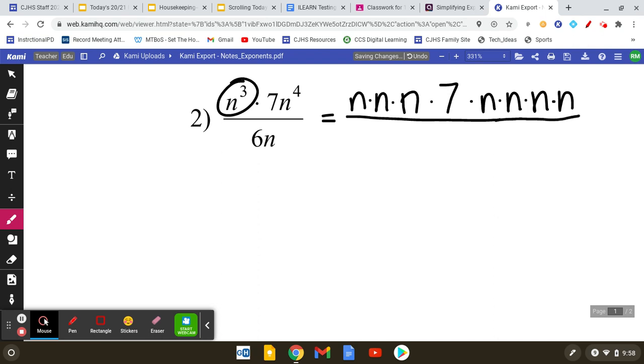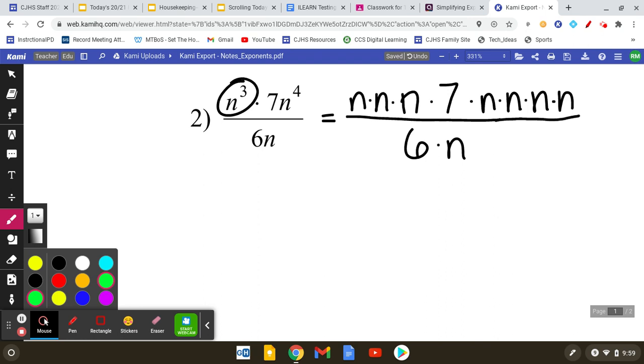Okay. And then on the bottom, I have a 6. And if it doesn't have an exponent, how many n's is that going to be? Just 1. Good. Anybody remember what we can do here? Cross out. Yeah, I'm going to cross off 1 n at the top and 1 at the bottom. I have no more n's at the bottom that I can cancel out, so that's all we can cancel.